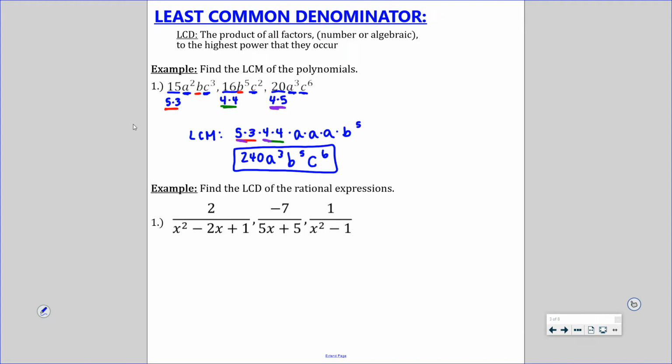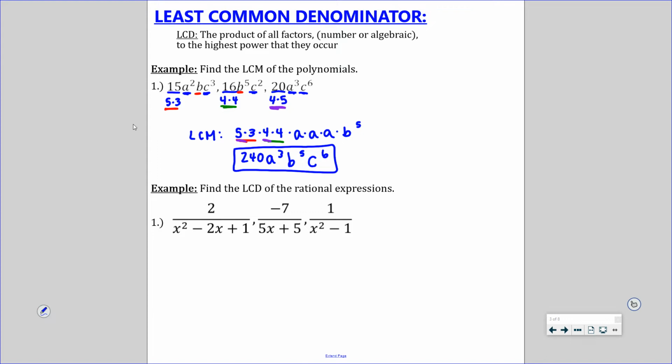All right, so let's try one with fractions now. This is actually easier. Find the LCD of the rational expression. That's just a fancy way of saying find the least common multiple of these 3 denominators. With these, it extremely helps if you factor. You're going to want to factor, kind of like we did here, where we broke it up so we could see this. When you get to algebraic expressions, you want to factor first.